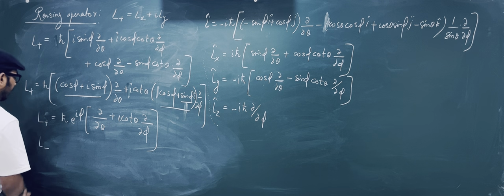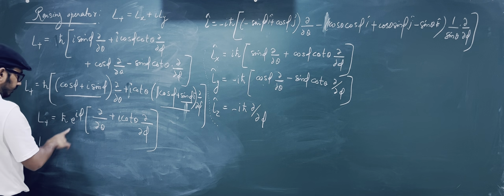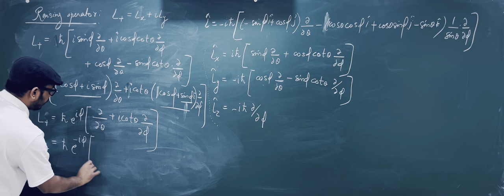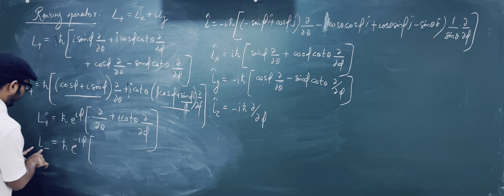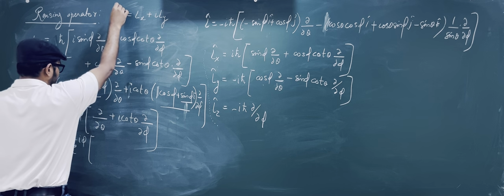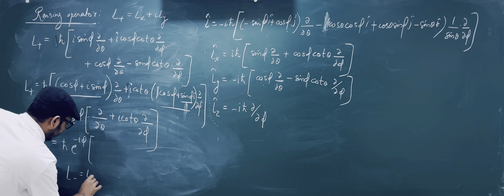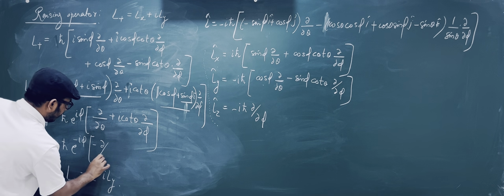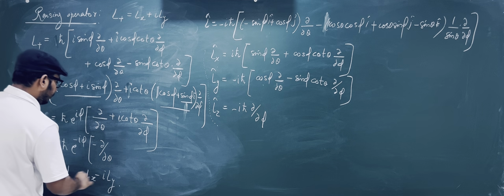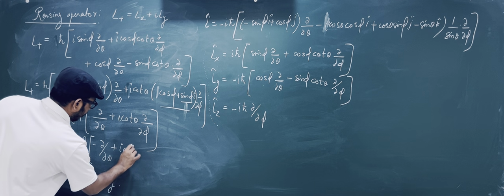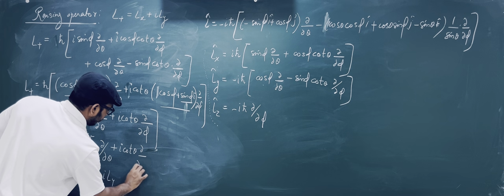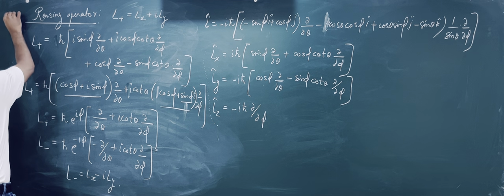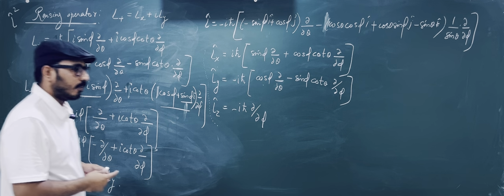Similarly, we can write down L minus, the lowering operator, which is h cross e power minus i phi. In a similar fashion, L minus is defined as Lx minus iota Ly. So this will be minus del by del theta plus i cot of theta del over del phi. So we are going to use these two terms to get L squared. So our target is to get the L squared operator here.